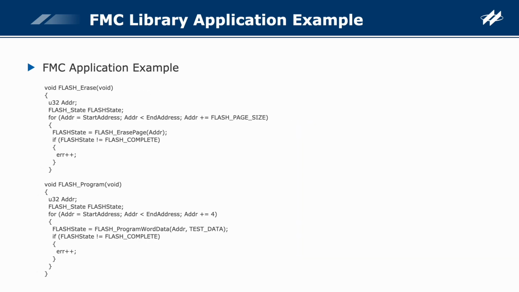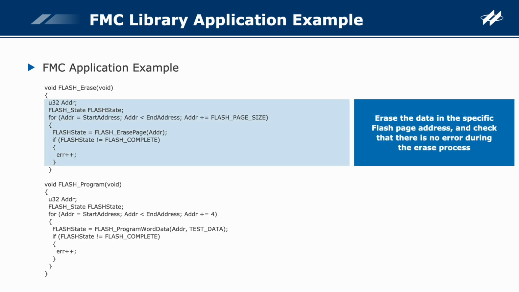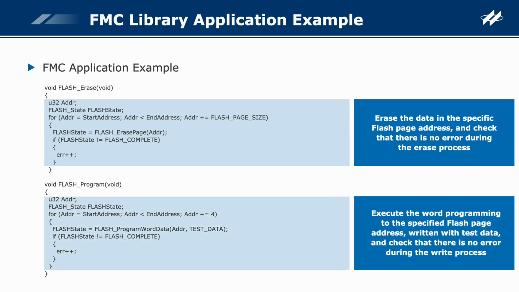Here are critical codes of this example. Before writing the data to flash memory, an erase function will be executed first. The flash erase function is used to erase the data in the specific page address, determining whether the erase is complete by obtaining the flash state after each erase, to check for errors. When the erase function has been completed, the flash program function is used to write data to the specified page address by using the word programming function, and also check whether the write operation is completed by determining the flash state.